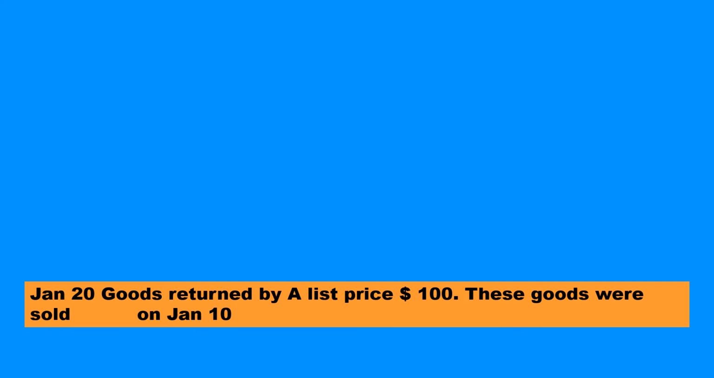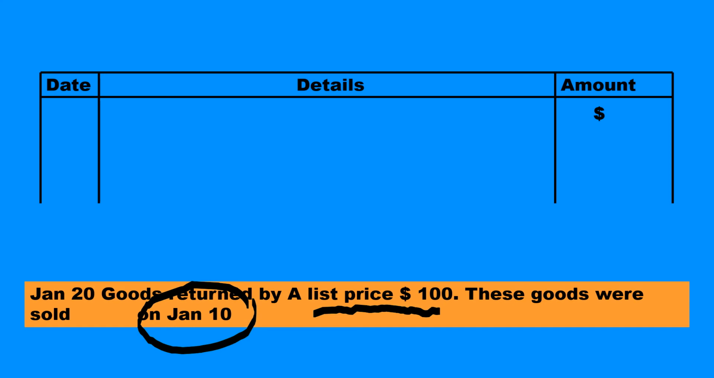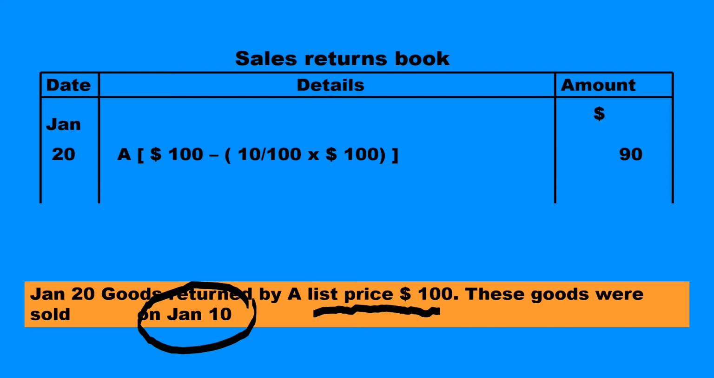Goods returned by A, list price 100. We mentioned that they were sold to A on January 10th, where there was a trade discount of 10%, if you remember. So whenever there are sales returns, we record them in the sales returns book, also known as the returns inwards book, or you can substitute the word book by the word journal. Therefore, on 20th, A: 100 minus the trade discount of 10% that was given to A previously. Therefore, we get 90.